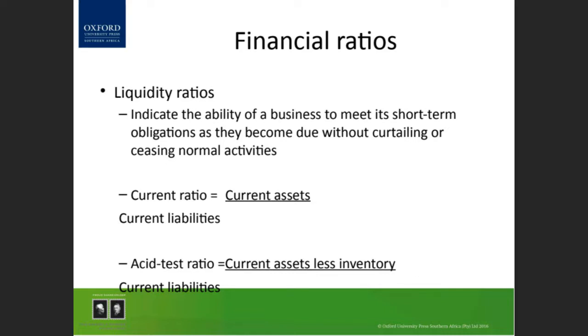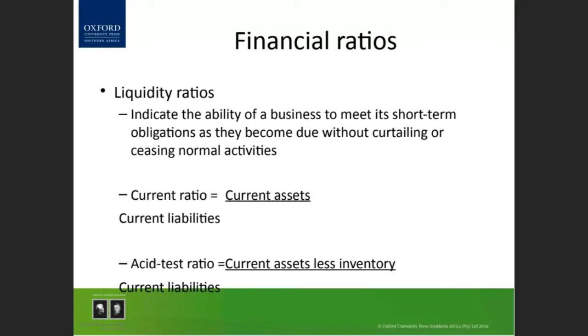Then we also have what is known as the acid test ratio. To calculate it, we add all current assets, then we deduct inventory, which is stock, and we divide by your current liabilities. Anyone who has an idea why the acid test ratio is important in determining liquidity? Is the current ratio alone not sufficient?